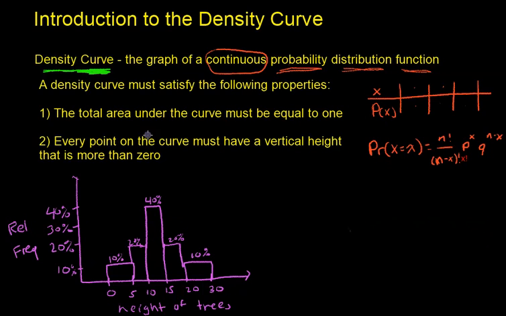All right. So, a few properties that density curves must comply with. The total area under the curve must be equal to 1, and every point on the curve must have a vertical height that's greater than or equal to 0. One density curve that you're probably already familiar with is the normal density curve. You probably have seen this bell-shaped curve drawn out before.